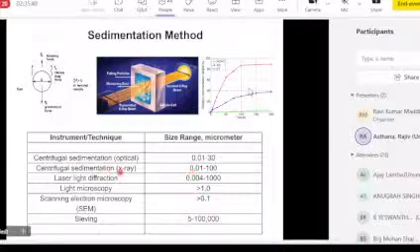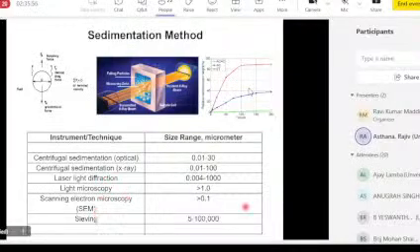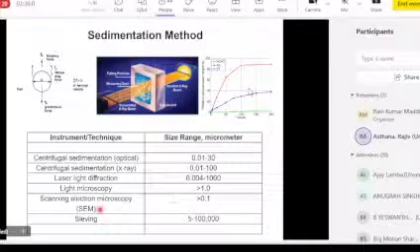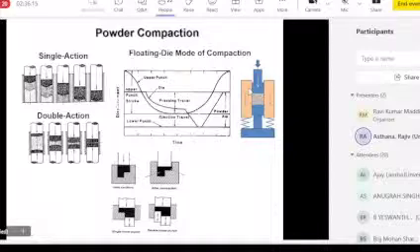Centrifugal sedimentation using optical or X-ray methods can go down to very fine sizes. This is in micrometers, so you're almost approaching colloidal particles or even nanometer sized particles. As you come down in this table, you can only go to coarser powders. Light microscopy and SEM can go to about 0.1 micrometers or so. Sieve analysis can go down to only about 5 micrometers or so. So depending on your needs, one can use different methods to find the size.